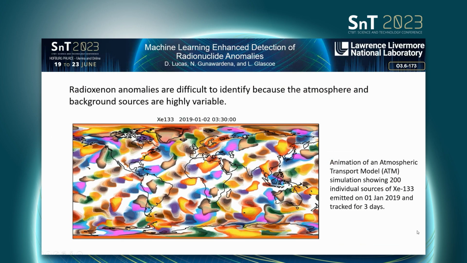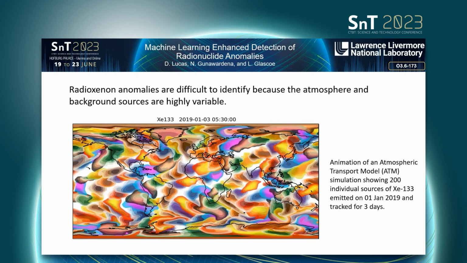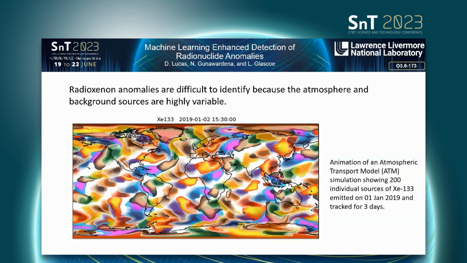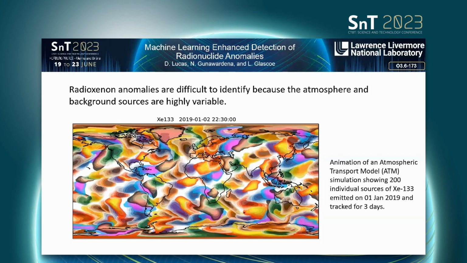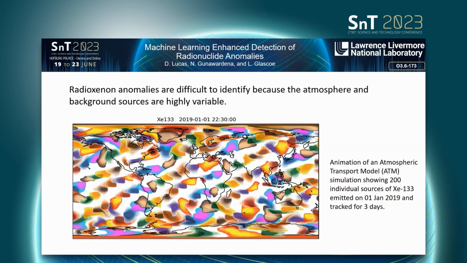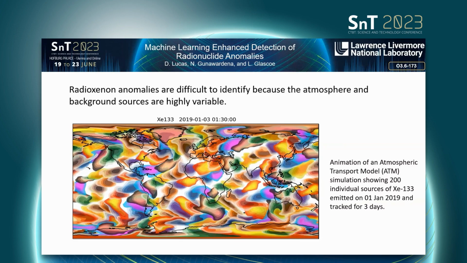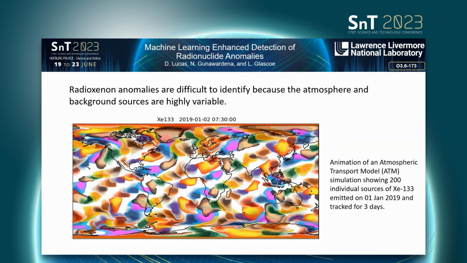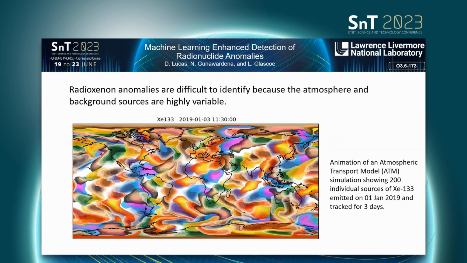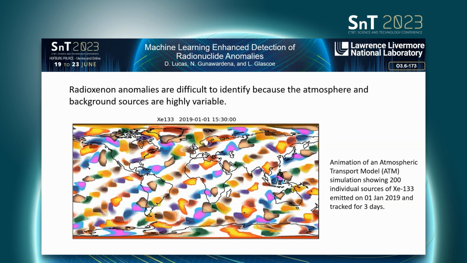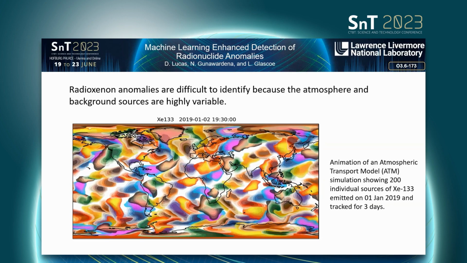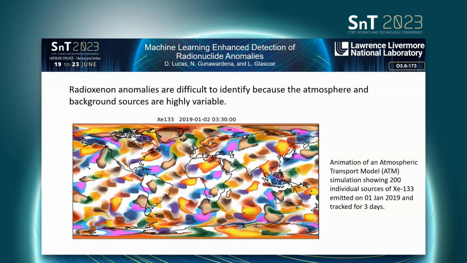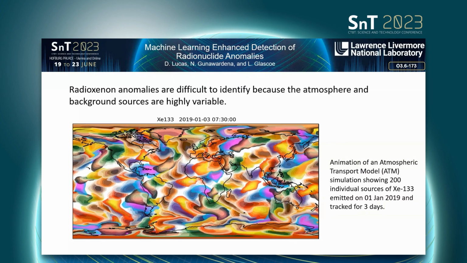So what this is showing is illustrating the complexity of trying to identify anomalies in Xenon 133. So this is releasing Xenon from about 200 locations around the world on January 1st, 2019, using realistic weather, and advecting and transporting those separate plumes for 3 days. And it doesn't take long for you to realize that everything mixes together, and if you're trying to hide a nuclear signal in this sea of background, it can be very challenging to identify that type of anomaly. So this is a challenging problem for RN data.